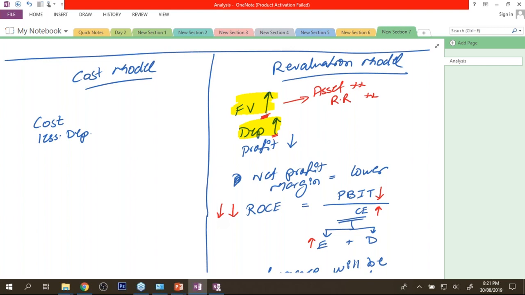Laiba is saying how the financial position will be better. Laiba, because an increase in the fair value will increase the assets. This means the higher the assets, the better the position is.